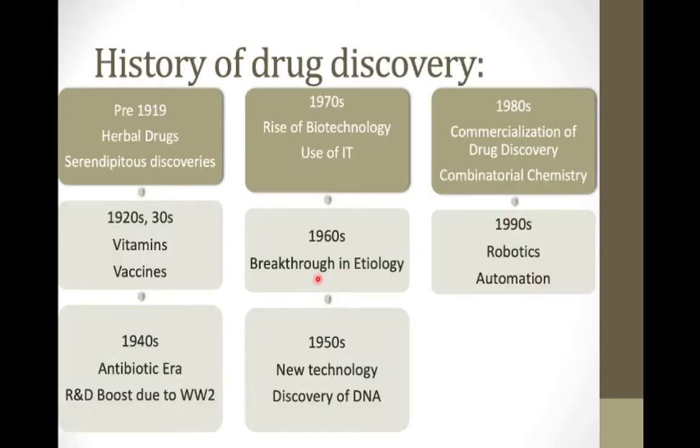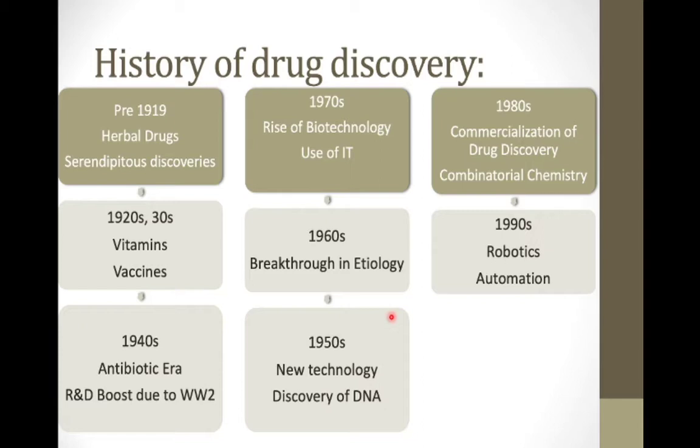This is really just showing you the history of drug discovery. Pre-1919, there was a reliance on herbal drugs and serendipitous discoveries. Around the 1920s and 1930s, vitamins and vaccines were booming at this point. Then we had the development of the tuberculosis vaccine, and many other vaccines came through. In the 1940s, this was known as the antibiotic era, and there was a big boost to research and development due to World War II. In the 1950s, with the discovery in 1953 of DNA by Watson and Crick, this led to new technology.